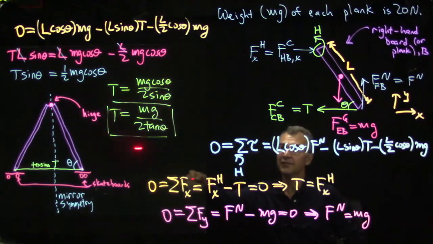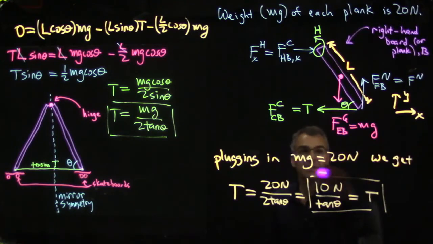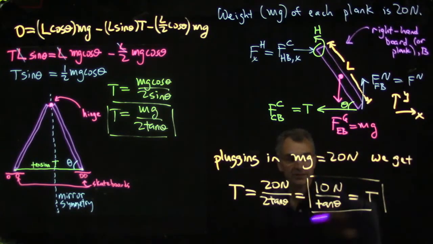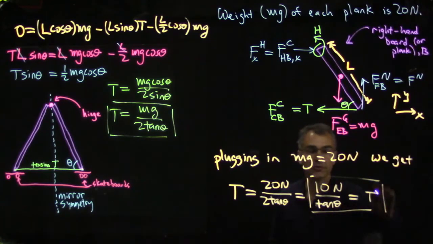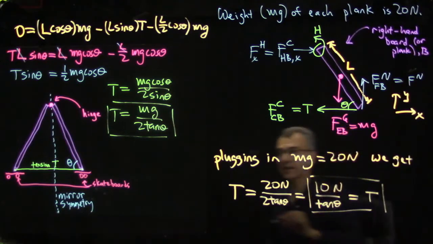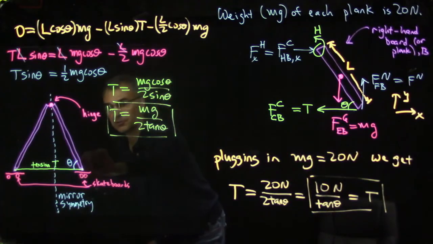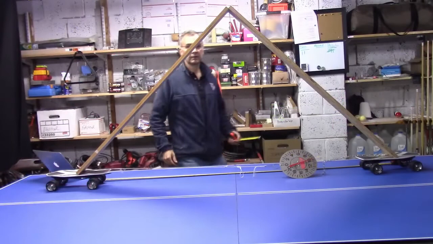Now let's see how this calculated result compares with our model that we built. So mg is 20 newtons, so we should have a tension of 10 newtons divided by tan theta. Plugging in a weight of 20 newtons for one board, the tension in the cable that holds the arch together horizontally should be 10 newtons divided by tan theta, where this theta is measured with respect to the horizontal. So let's go see how that worked out.